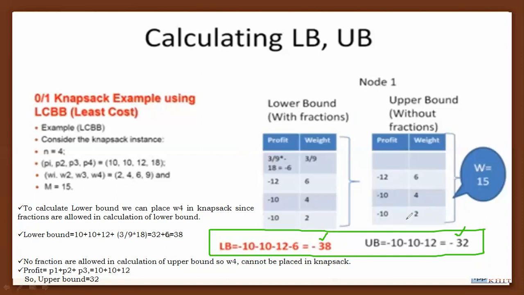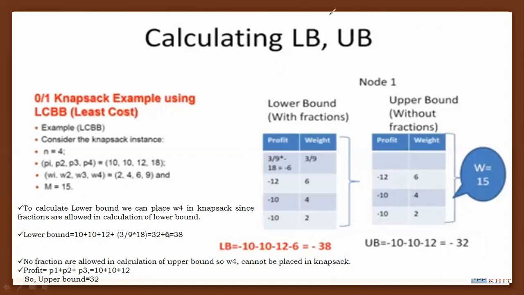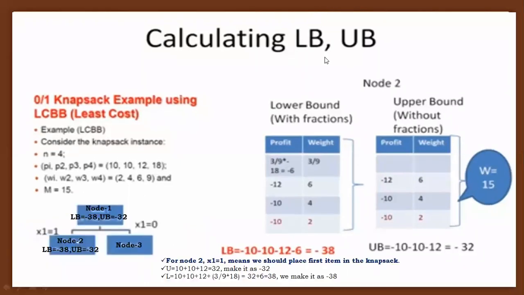Once you find the lower bound value and upper bound value, what to do, we will discuss in the next slide. Now once you find them, you need to construct the state space tree. If you consider the first node, we have found the lower bound and upper bound values: minus 38 is the lower bound, and the upper bound of the first step is minus 32.